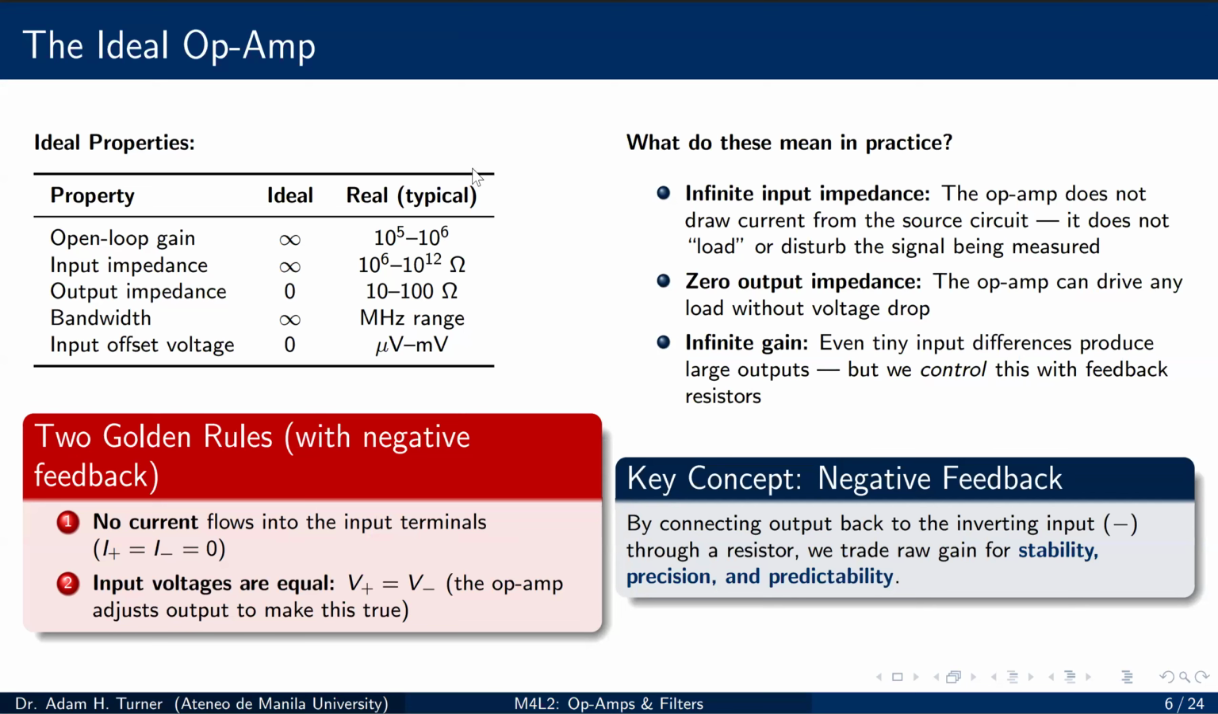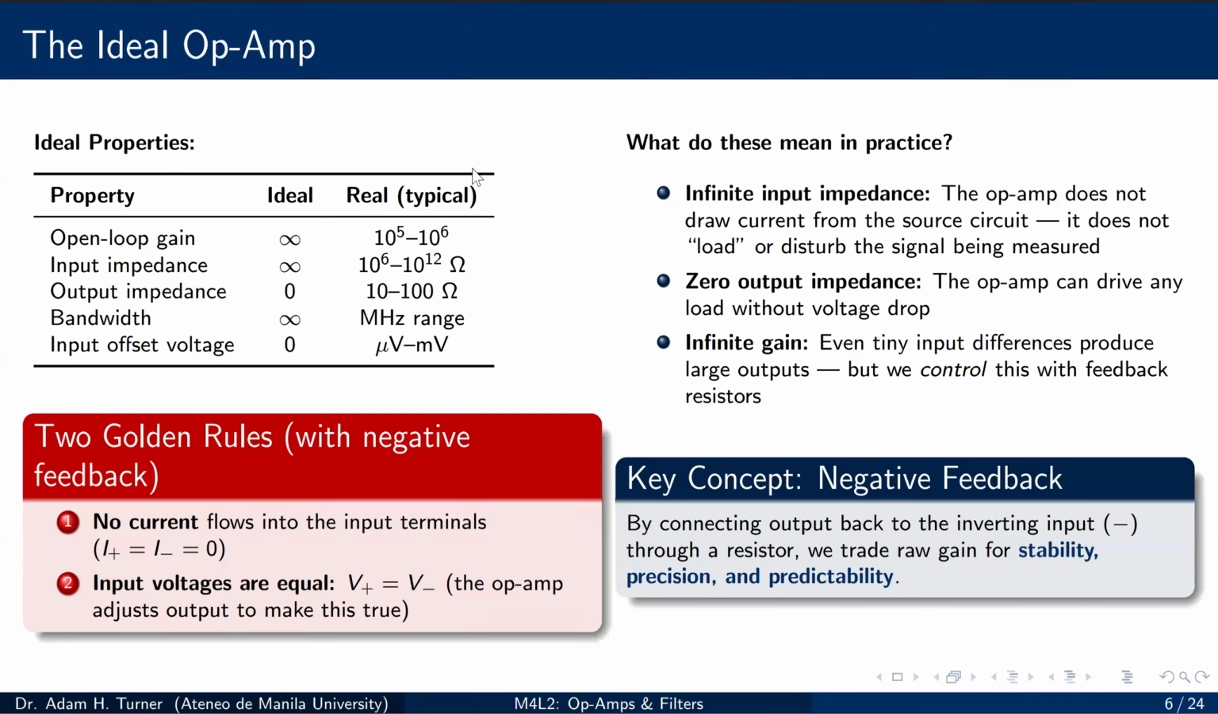On the right-hand side, I explain what these properties mean practically. Infinite input impedance means the op amp doesn't disturb the signal it's measuring. Zero output impedance means it can drive any load, and the concept of negative feedback, connecting output to the inverting input through a resistor, is how we trade that enormous raw gain for stability and predictability.